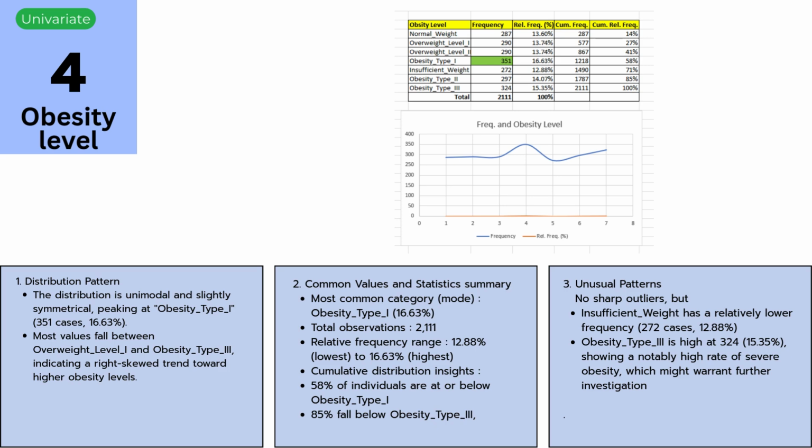While there are no sharp outliers, obesity type 3 is relatively high at 324 cases or 50.35%, which may point to a notable percentage of severe obesity that could require further attention.